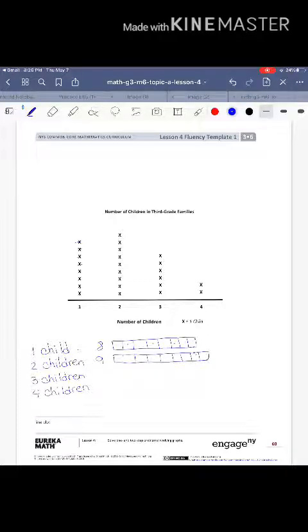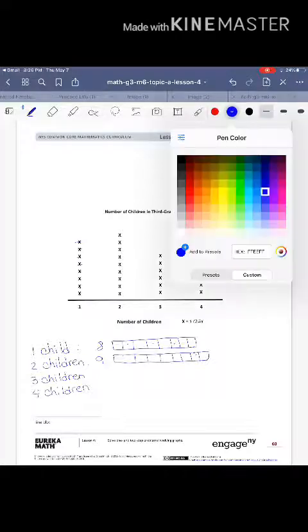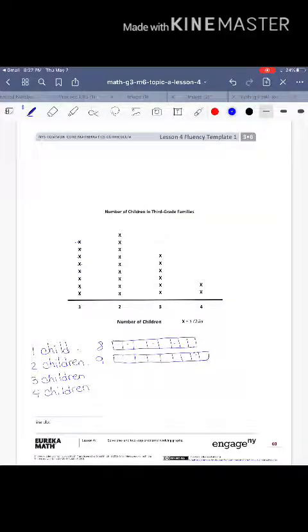Let's move on. How many families have 3 children? And we count 1, 2, 3, 4, 5, and 6. So 6 families have 3 children. Let's see, we have 6. 2, 4, 6. I think I made it this. 1, 2, 3, 4, 5, and 6.